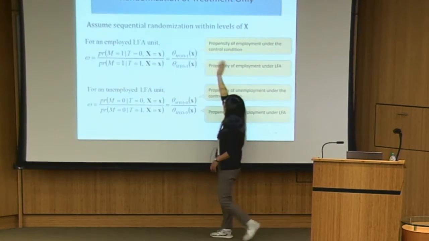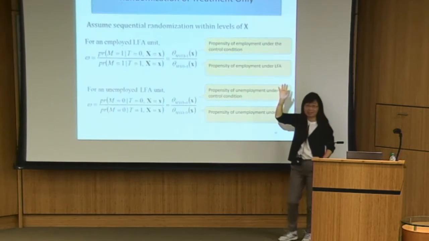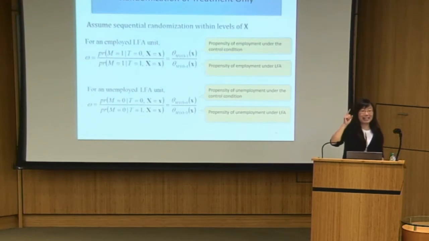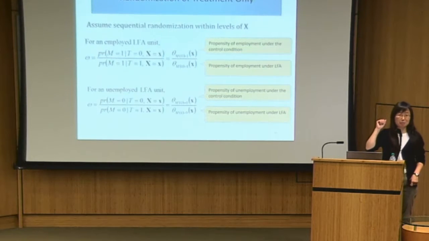So those are the propensity scores. And I assume everybody knows propensity score, right? Sean, is that right? Everybody knows propensity score in this class?